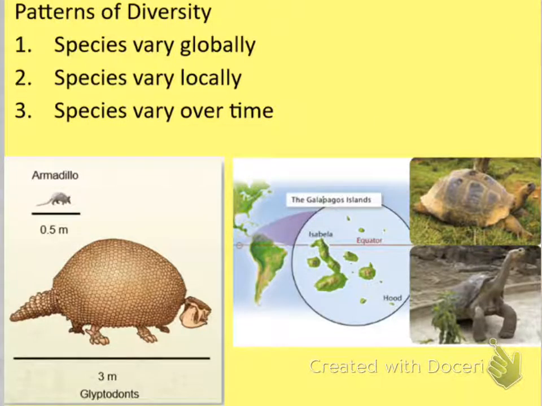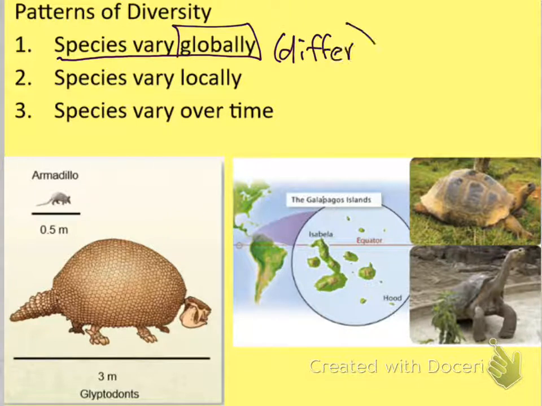There were 3 conclusions or observations that he saw as he made his trip throughout the world. The first thing that he identified is that in different locations on the globe, species vary. When you look at different places, there are different species that exist because those environments aren't the same everywhere. So living things vary or differ depending on what part of the world they're in.